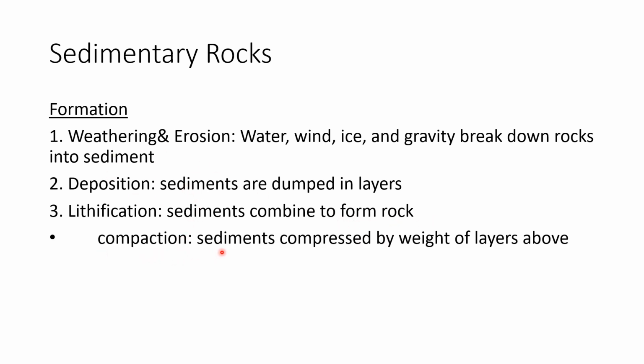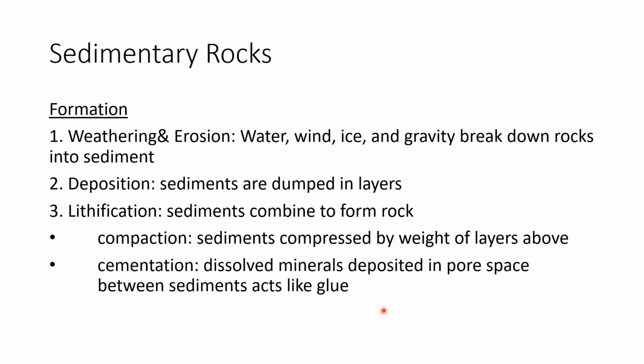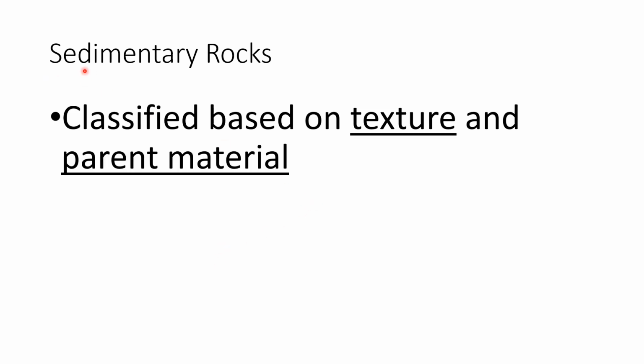So compaction is when these sediments are compressed together by the weight of all of the sediment above them, because remember, deposition happens in layers, and then cementation occurs when certain types of minerals that are dissolved, especially in water, will be deposited in the pore space between those little chunks of sediment, and these minerals act sort of like a glue and hold those sediments together into a new rock. So the two main criteria that we use to classify sedimentary rocks are their texture and their parent material. So what kind of rock was weathered and eroded and deposited to form this new sedimentary rock?